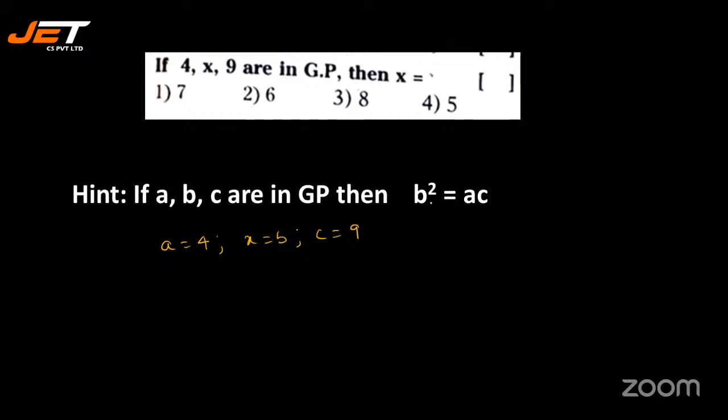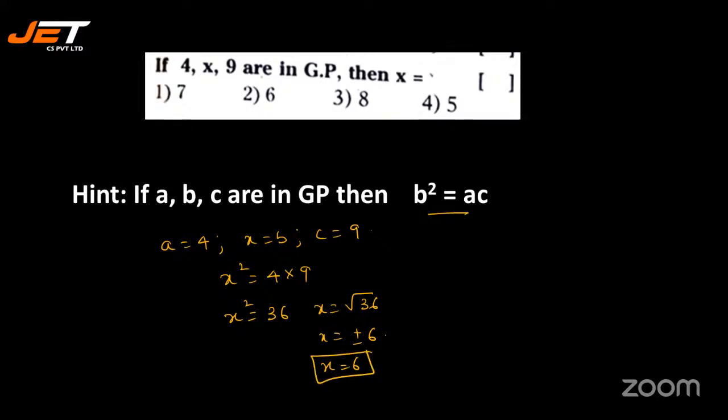So now let's substitute in this formula. B square, that is x square, is equal to A into C. So x square is 9 fours are 36. So x will be square root of 36. x is plus or minus 6. Here we are taking it as positive. Therefore, the value of x must be 6.